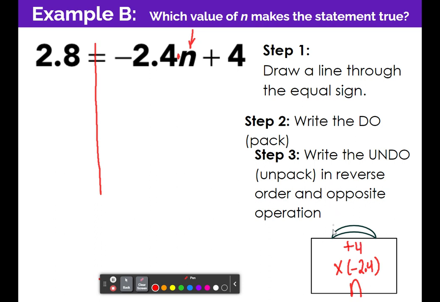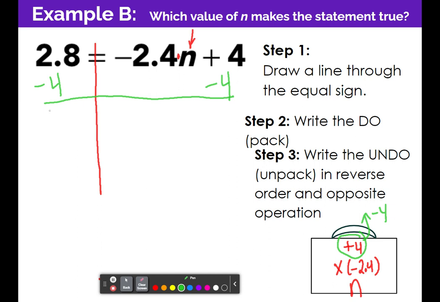And now we're going to undo the packing. Okay, so I got to undo my +4 first. He comes out, so I got to do the opposite and subtract 4 on both sides. That's the first step to solving this equation. You can't get rid of this 2.4 first. We have to get rid of this because we're unpacking. We're doing reverse order of operations.